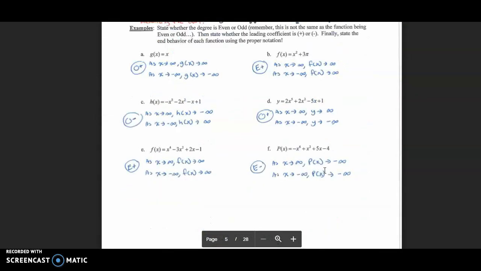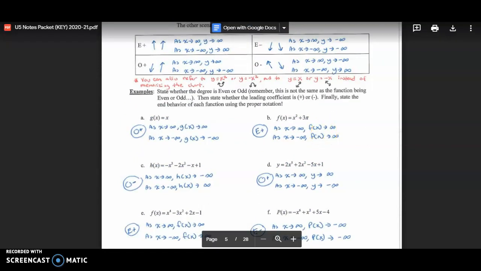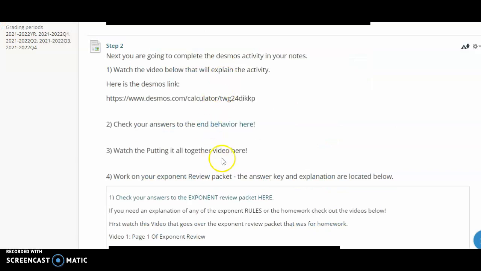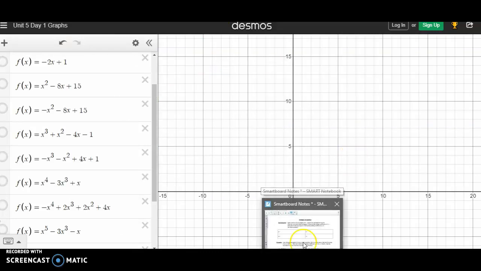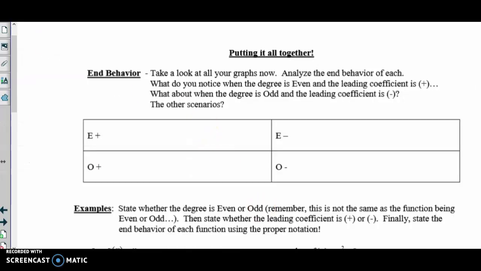Then when you're done, I'm going to explain this last page. Remember, if you have any questions, talk to each other. You can always shoot me a message via Schoology, which I will answer every day, probably at the beginning of the day.